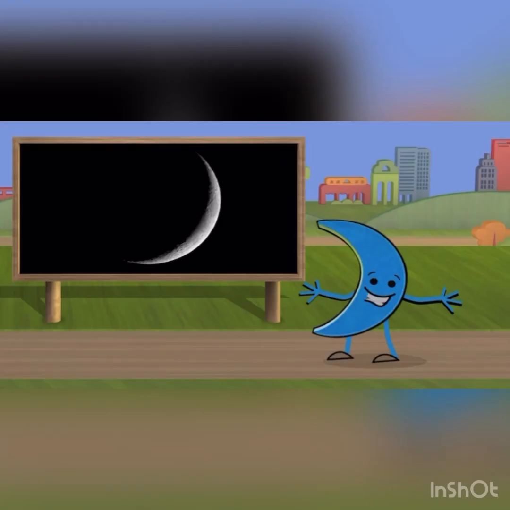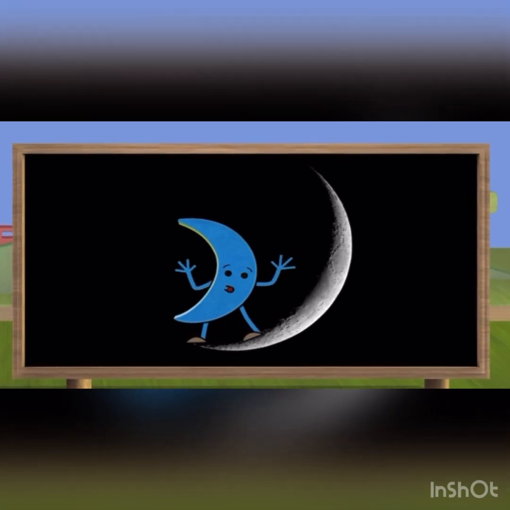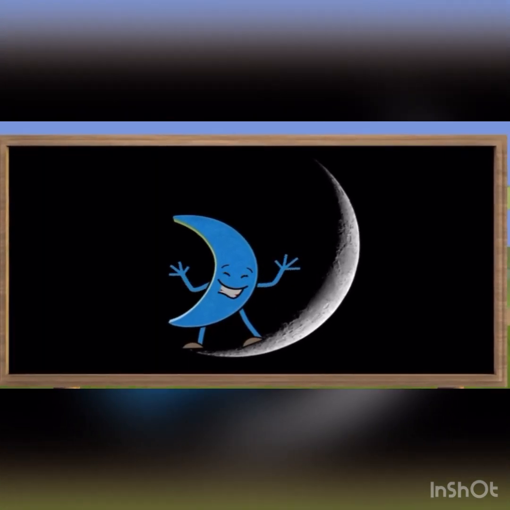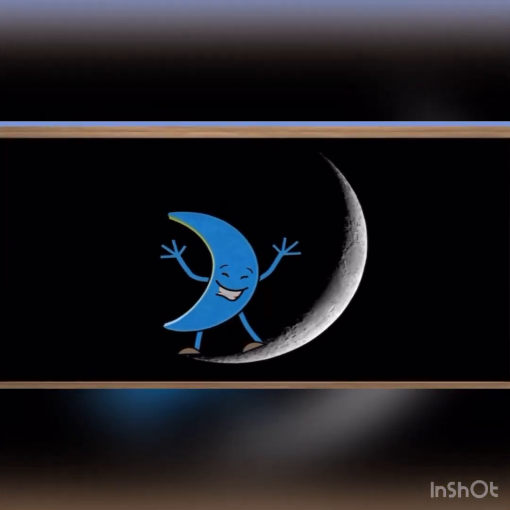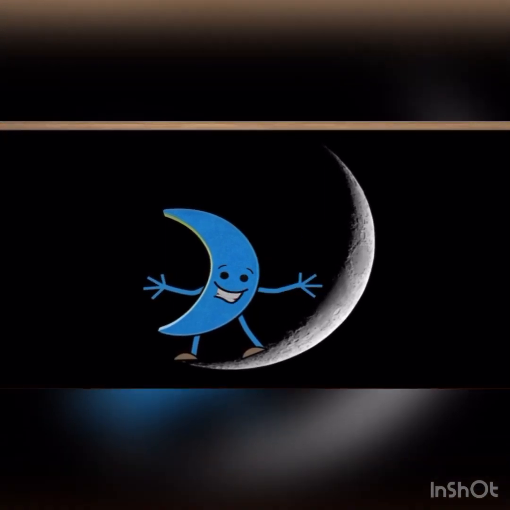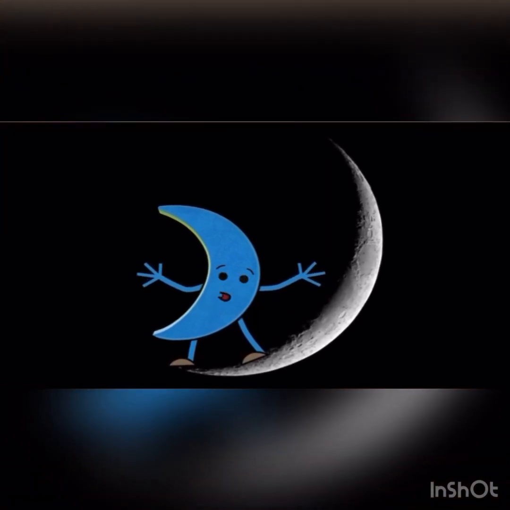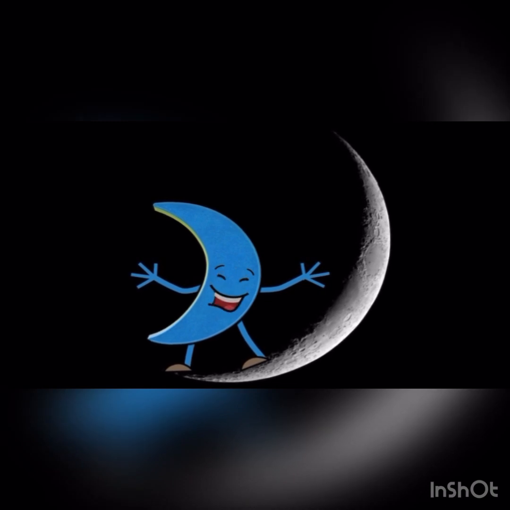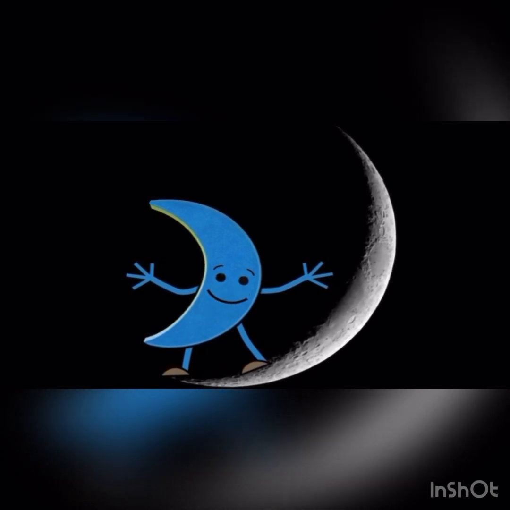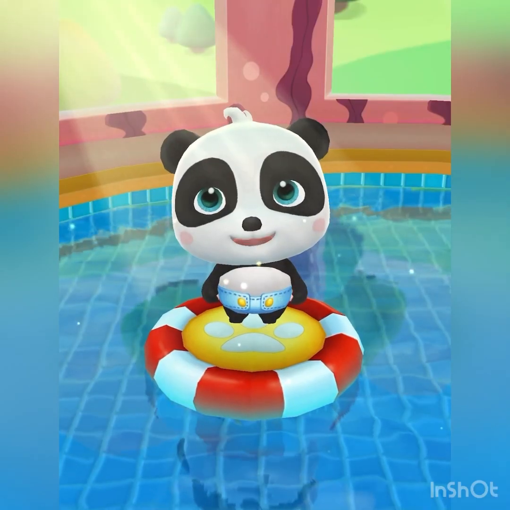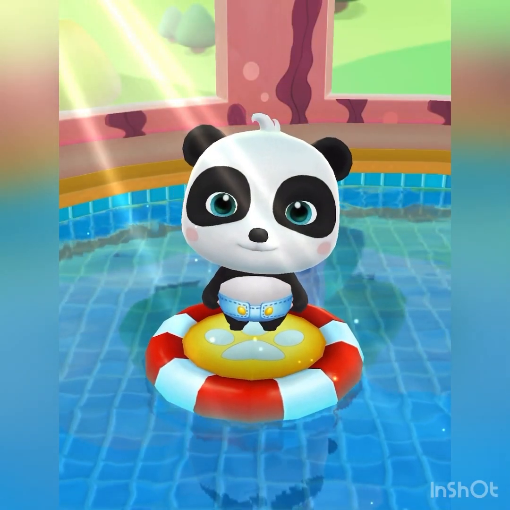I must get a closer look at it. Wow, it is so big. This is the biggest crescent I have ever seen. This is really fun being a crescent moon. I think I will stay here for a while. Have fun looking for crescents in your world. Bye-bye. That was about the crescent shape.